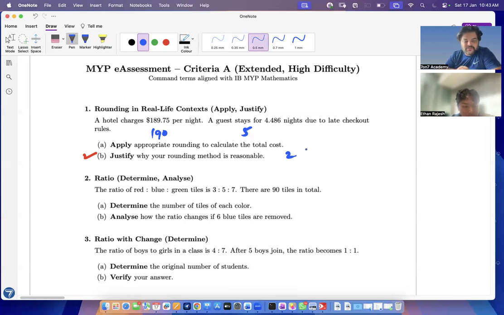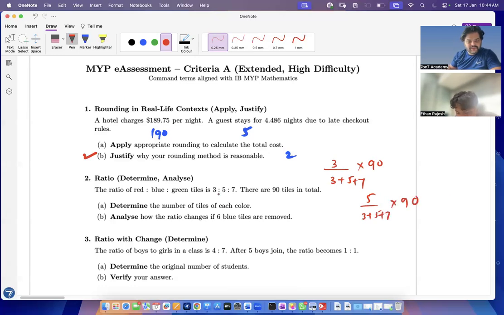The ratio of the red that is given to the total tiles is used to determine the number of tiles of each color. That is quite easy. Agree? So you write 3 over 3 plus 5 plus 7, times 90. That is for red tiles. You do it for all of them. 5 over 3 plus 5 plus 7 into 90 is for this, and 7 over 3 plus 5 plus 7 into 90 is for the other tiles.